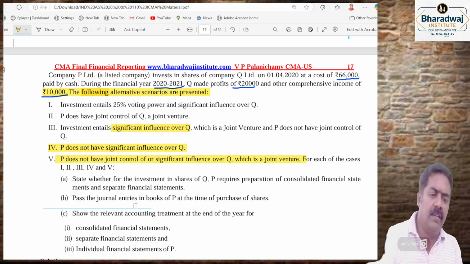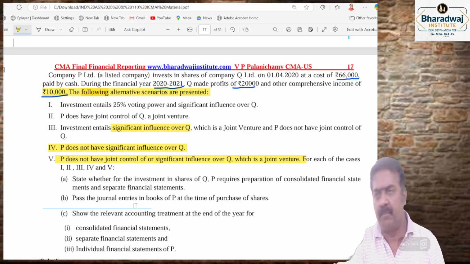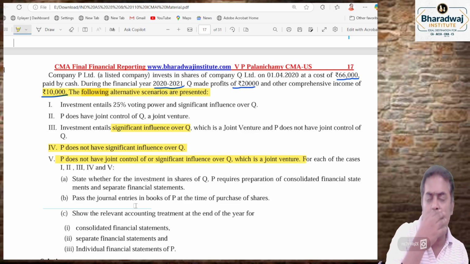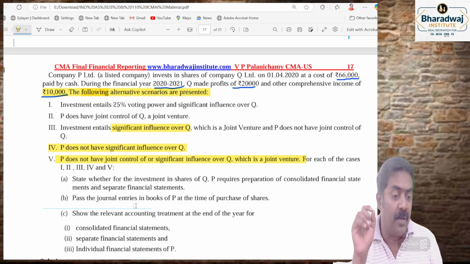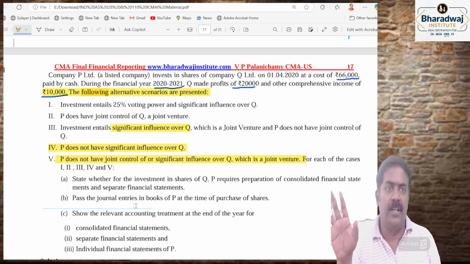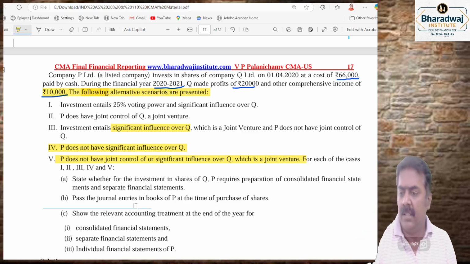Next, separate line. Cases 4 and 5. Since there is no joint control or significant influence, Ind AS 28 is not applicable.